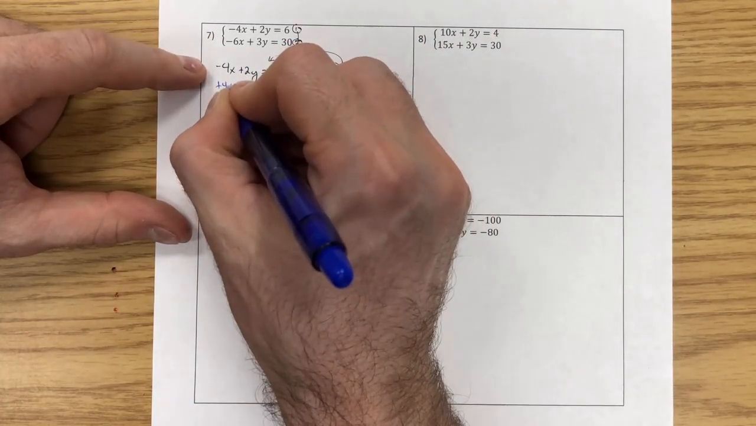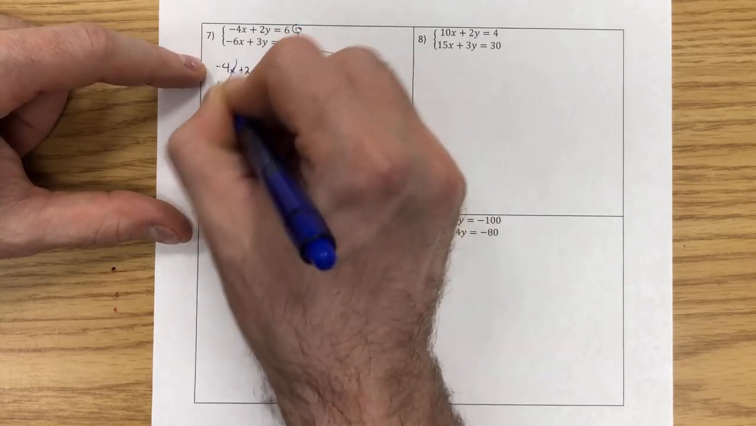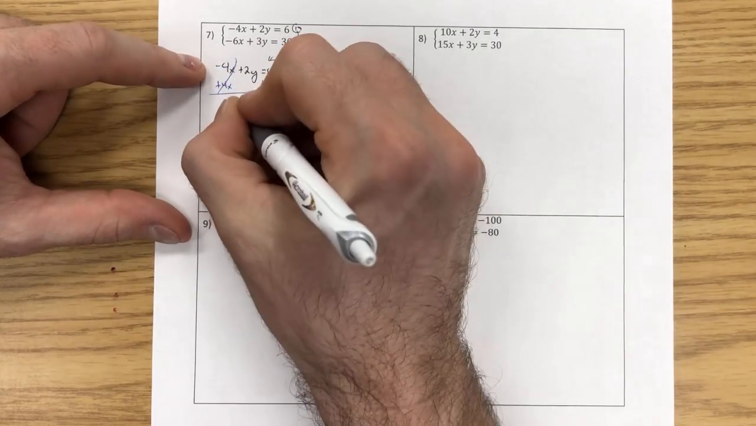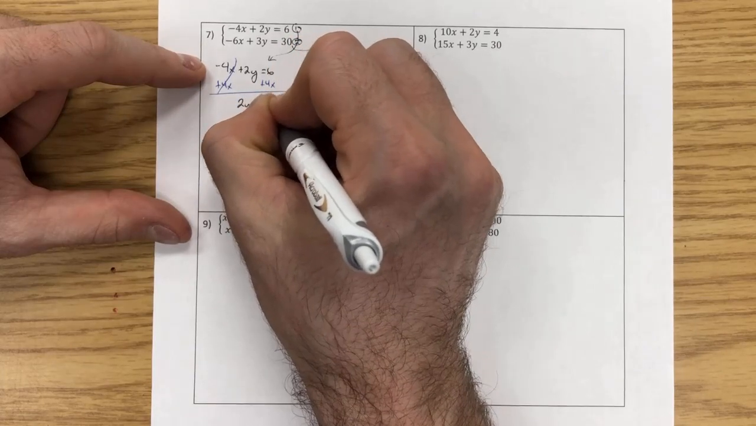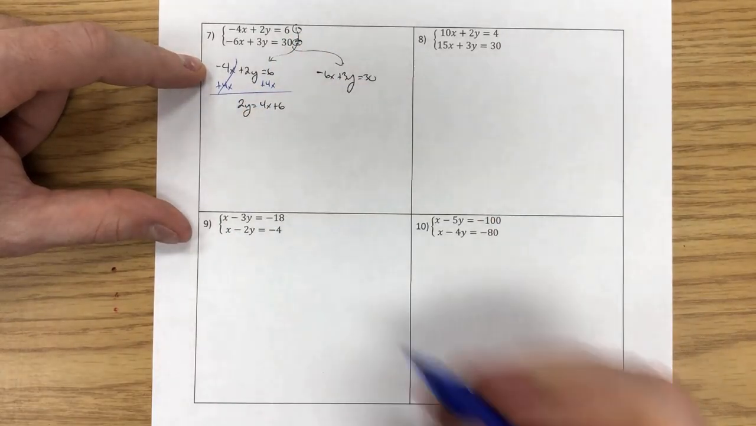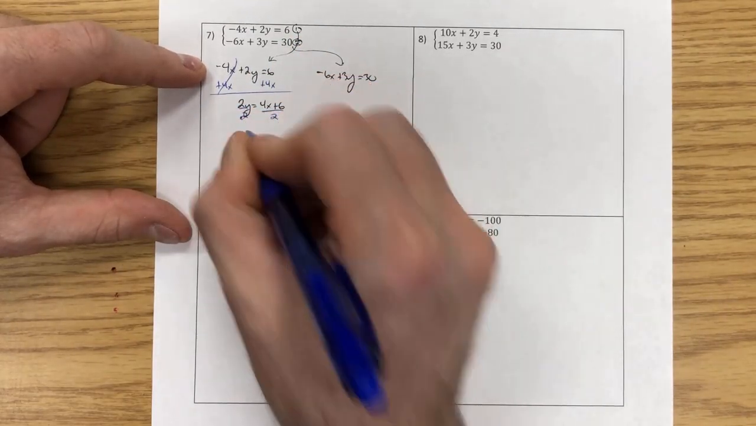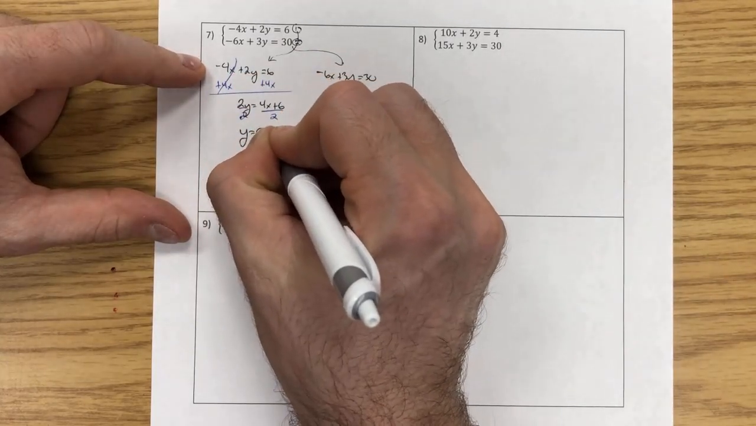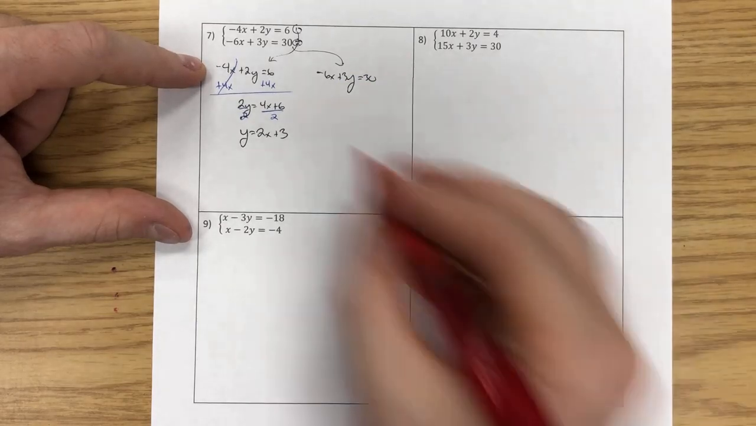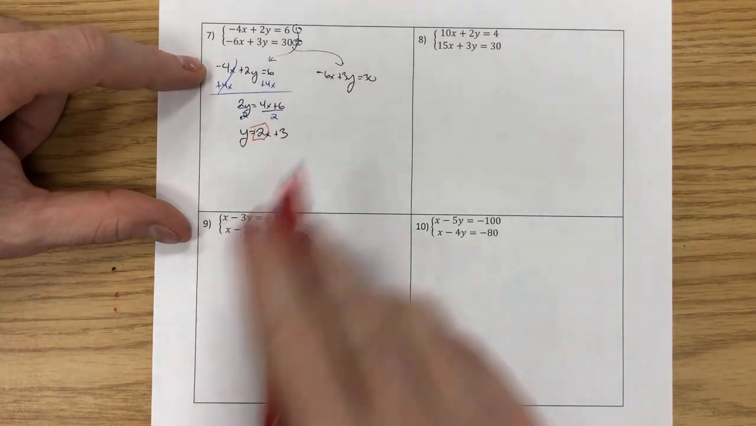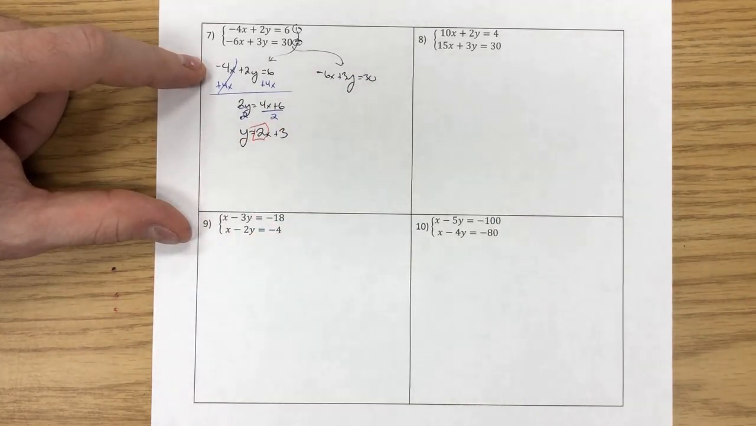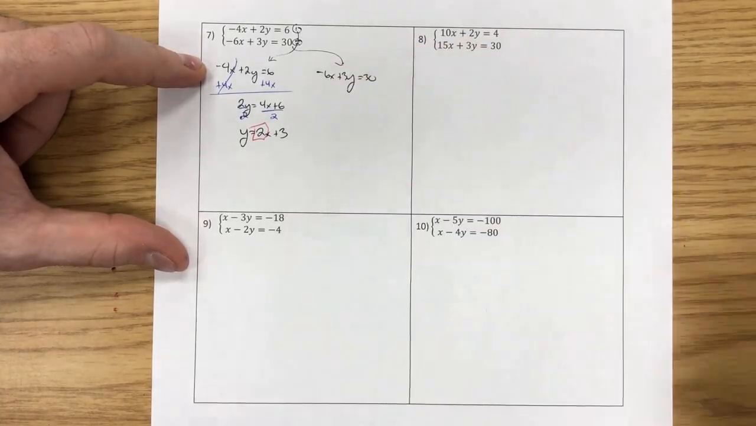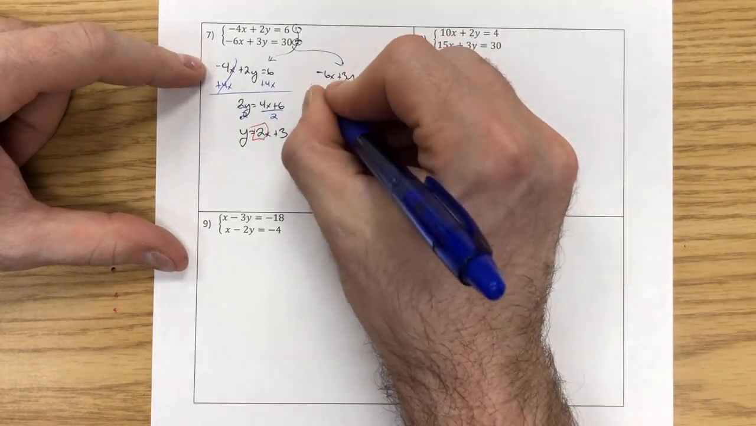So add 4x, cancels that out. So 2y is 4x plus 6. Then I divide by 2. So we get y is 2x plus 3. So I'm looking for a slope of 2 on this one, and I want to see if we get anything remotely close to that. So I'm going to add my 6x.